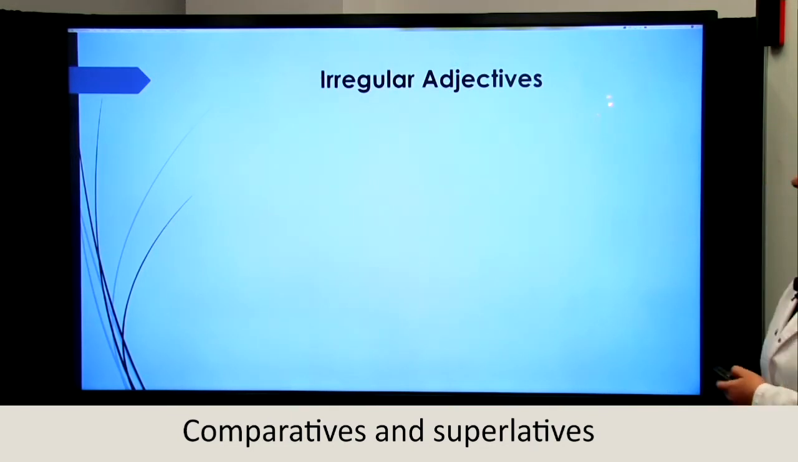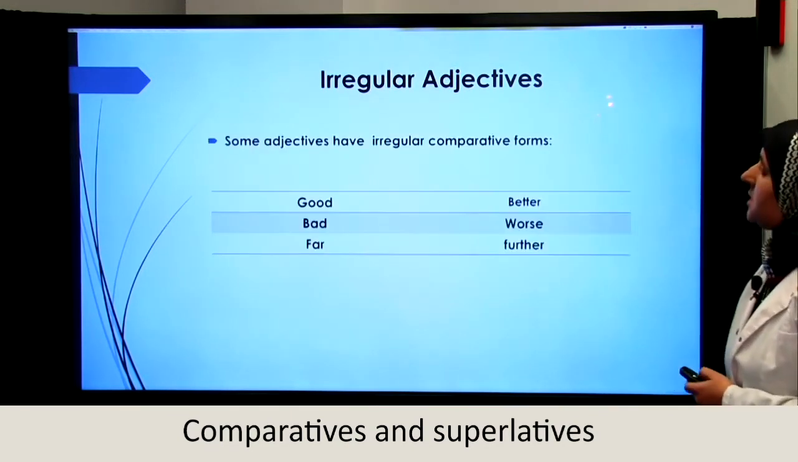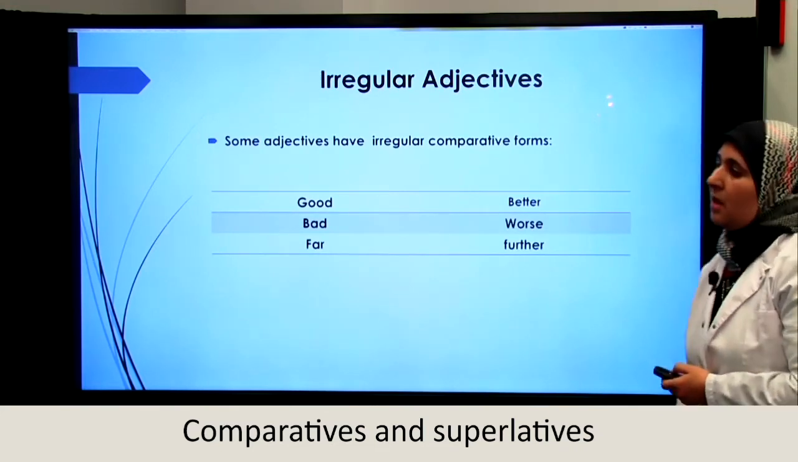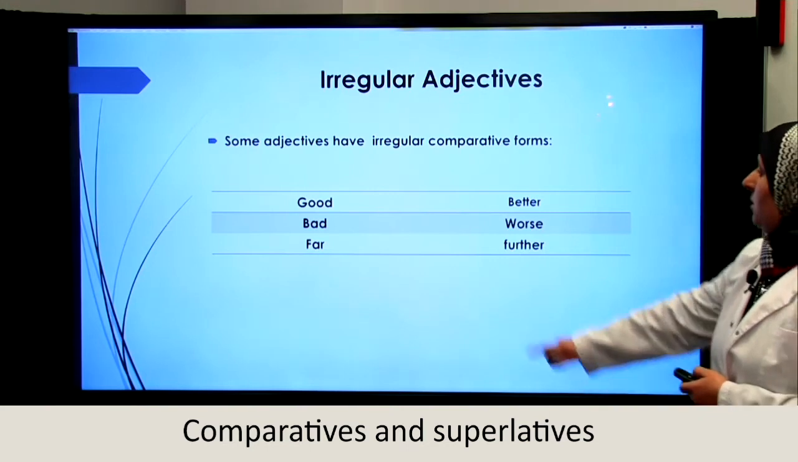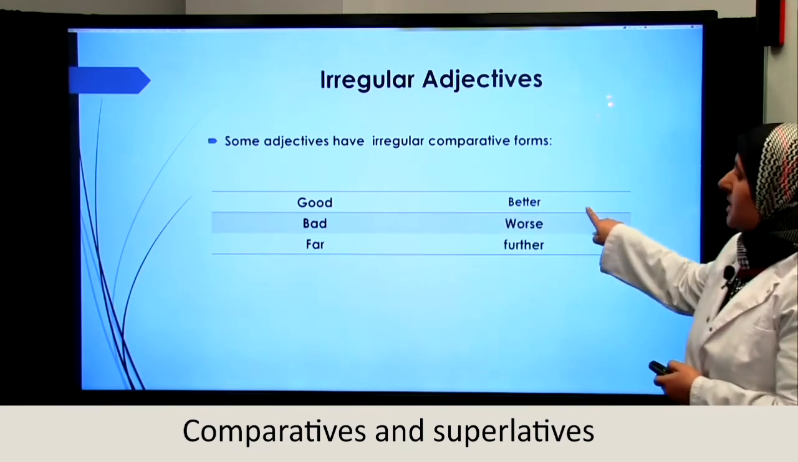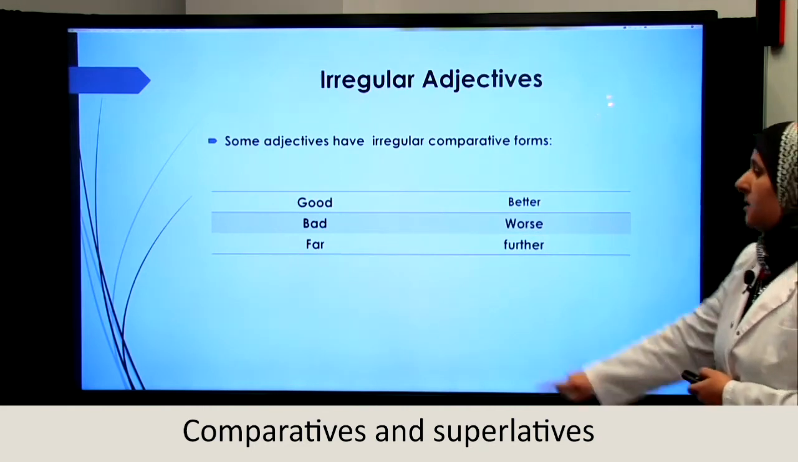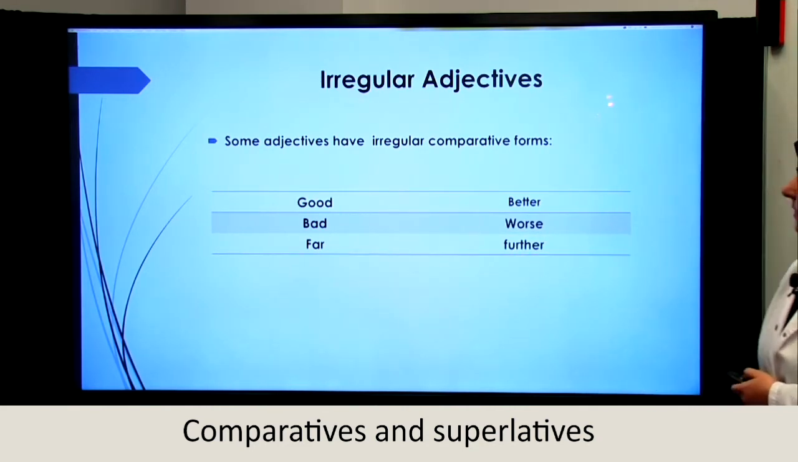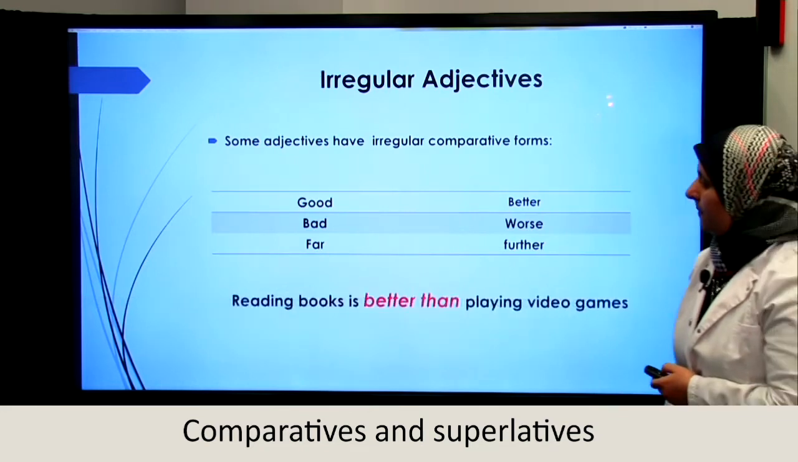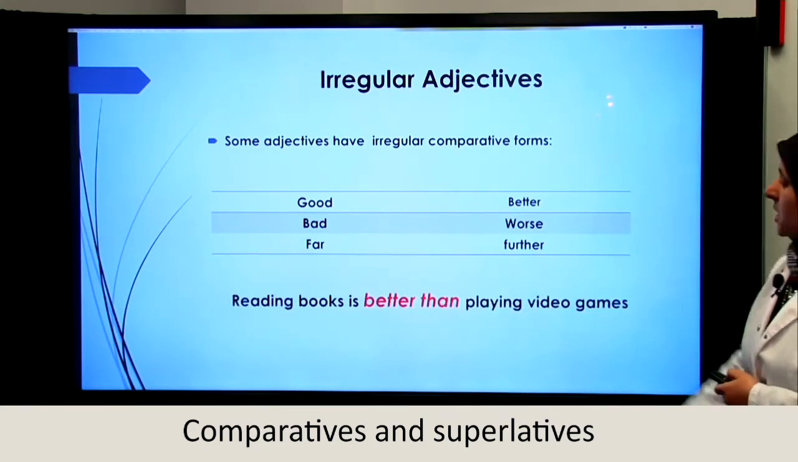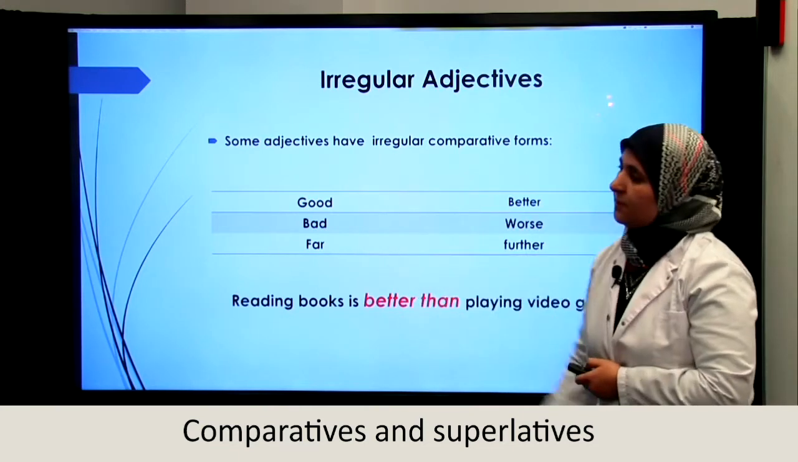Now, there are exceptions, of course. We have irregular adjectives. Some adjectives have an irregular comparative form, meaning we can't use ER plus than. Example, good, the comparative form is better. Bad, the comparative form is worse, and far, the comparative form is further. Example, reading books is better than playing video games. So better here is from the adjective good.